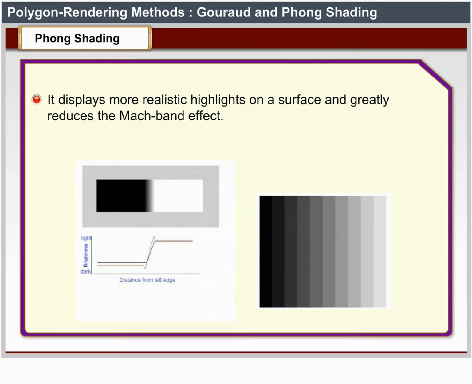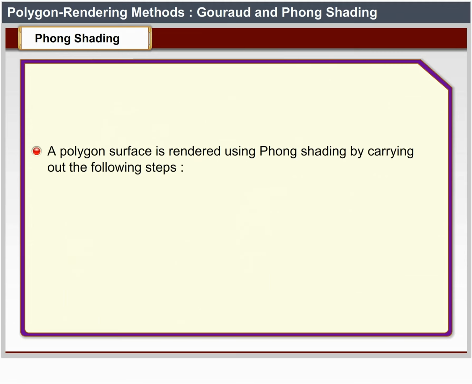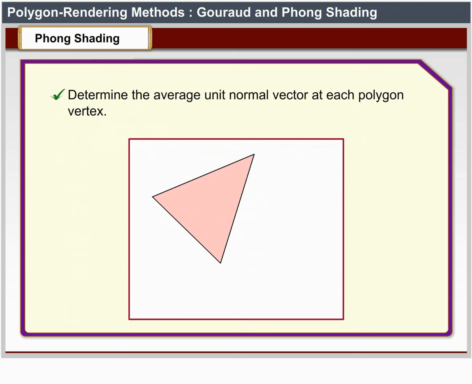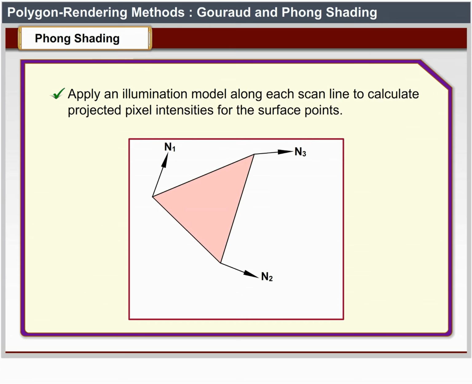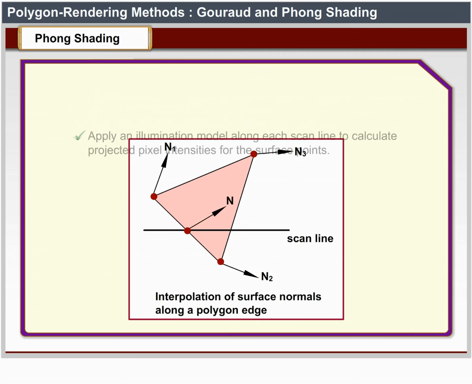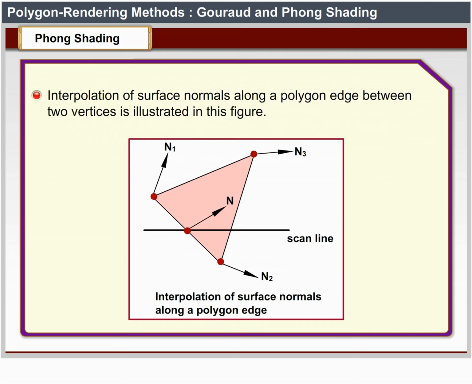A polygon surface is rendered using Phong shading by carrying out the following steps. Determine the average unit normal vector at each polygon vertex. Linearly interpolate the vertex normals over the surface of the polygon. Apply an illumination model along each scan line to calculate projected pixel intensities for the surface points. Interpolation of surface normals along a polygon edge between two vertices is illustrated in this figure.